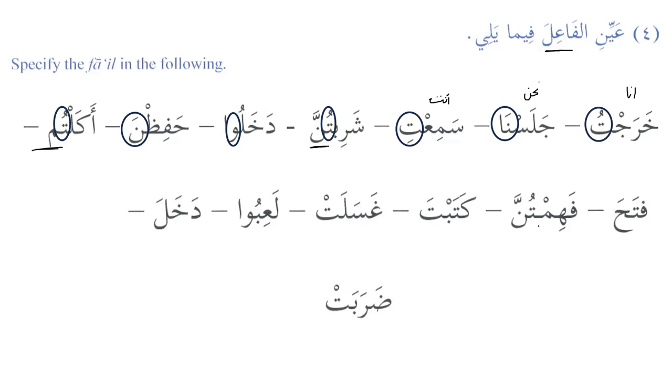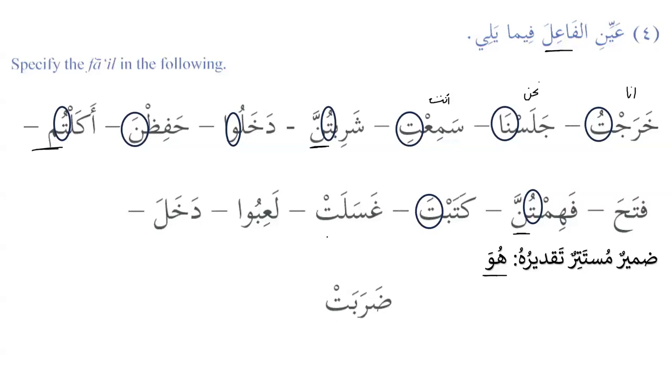Fataha, very important. Where is the doer? Damir mustatir, taqdiruhu huwa. So this is how we say in Arabic. Damirun mustatirun, hidden damir, taqdiruhu huwa, which is huwa. Fahimtunna, again easy to understand, ta, and then we have the noon with al-jama'ah. Fahimtunna, katabta, ta is the doer.